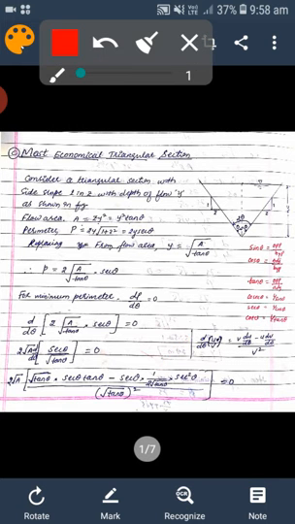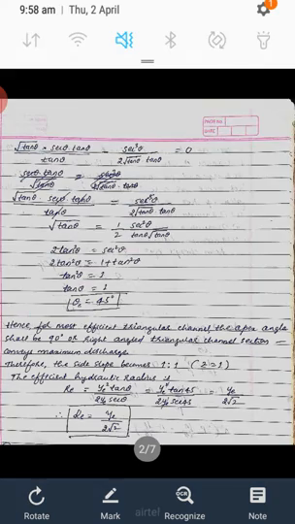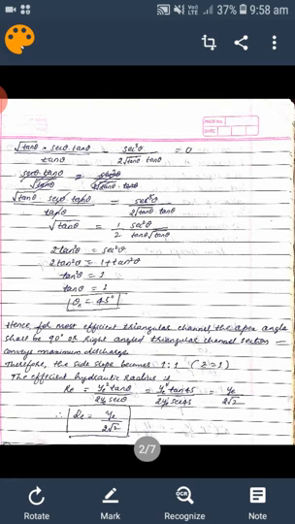I hope you are understanding. Just differentiate this one with respect to theta. When you differentiate with respect to theta, these are the steps you need to follow. Just go on differentiating the trigonometric functions. So finally you will be getting theta equal to 45 degree.